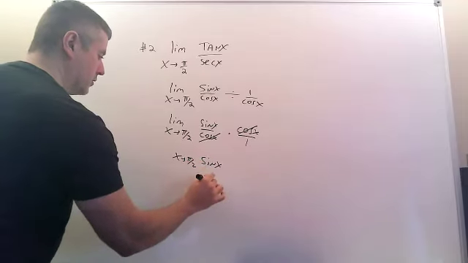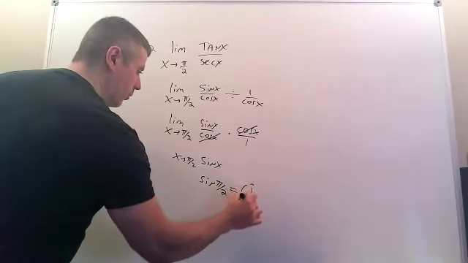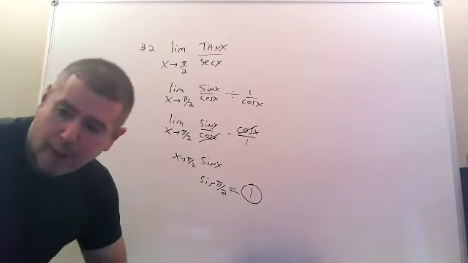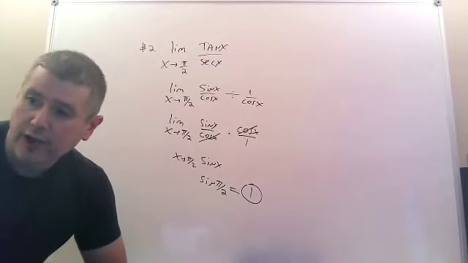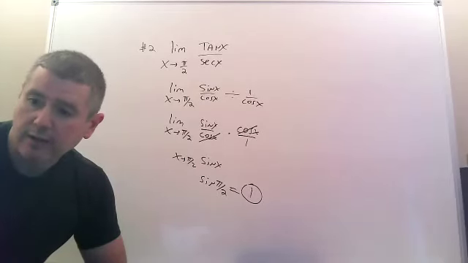When you put pi over 2 in there, that's 90 degrees. The sine of 90 is a 1. So it's that simple. So all you had to really do there was just pop in sine over cosine for tan, 1 over cosine for secant, and do the whole keep, change, flip thing. And then you're good to go.